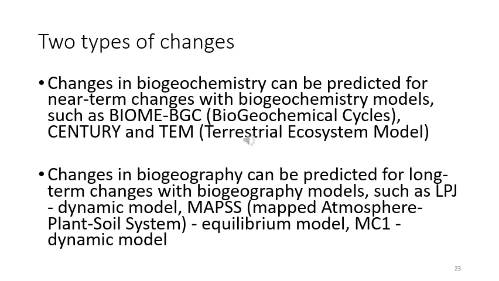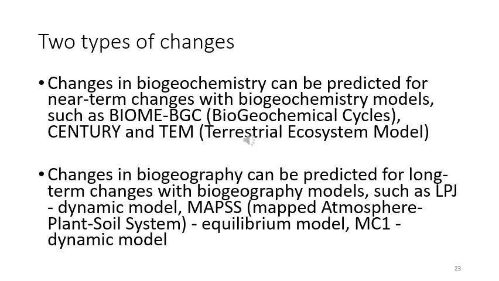Changes in the biogeography are more long-term changes, essentially showing how the map of ecosystems is changing with time as a result of temperature changes and precipitation changes. And so these changes can be understood and predicted with biogeography computer models, and some examples of them are LPJ and MAPSS, which stands for Mapped Atmosphere Plant Soil System, and MC1, which is another dynamic model that can be used for understanding those long-term biogeography changes.